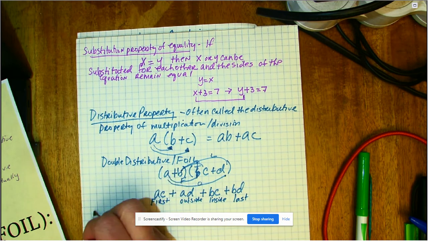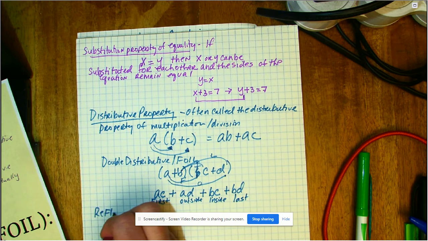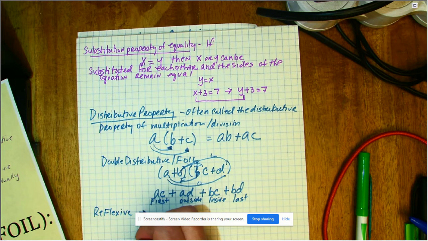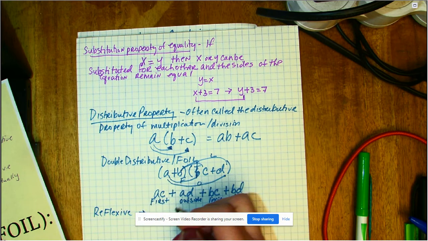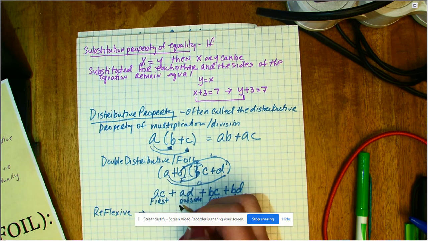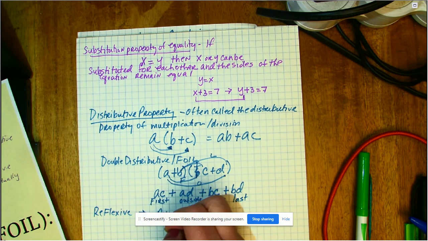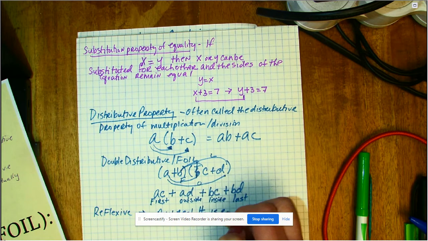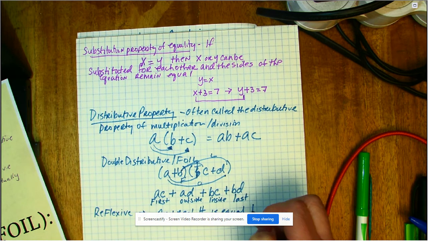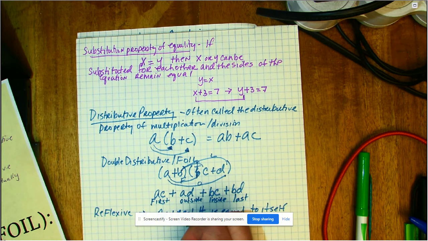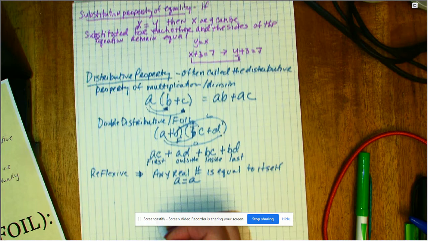Okay, a couple more. Reflexive. Hopefully, think reflexive, think reflection. This tells us that any real number is equal to itself. In other words, A equals A. Real deep.